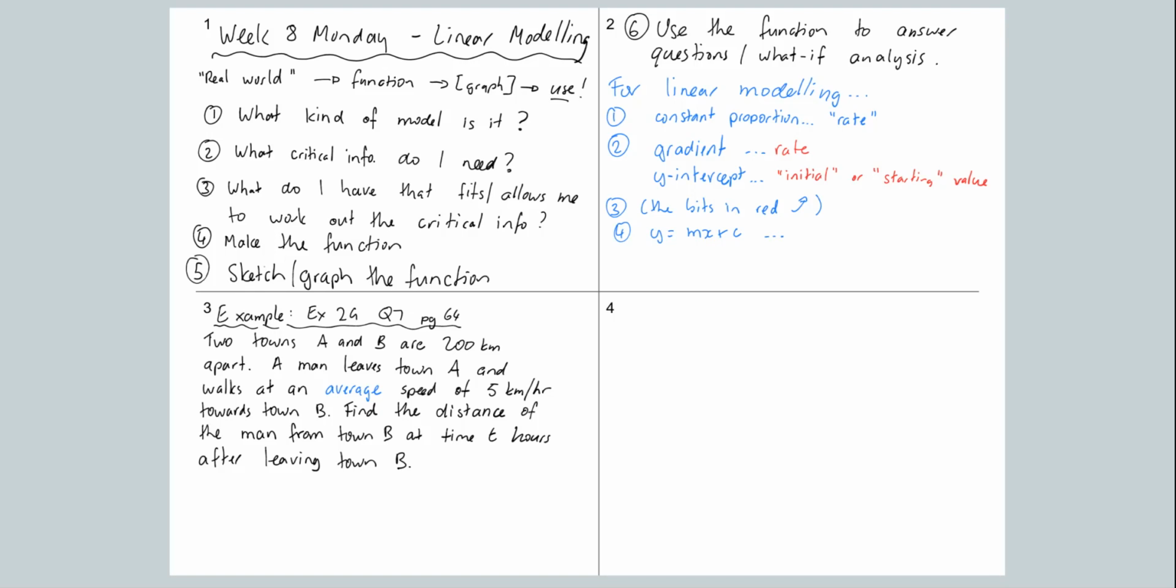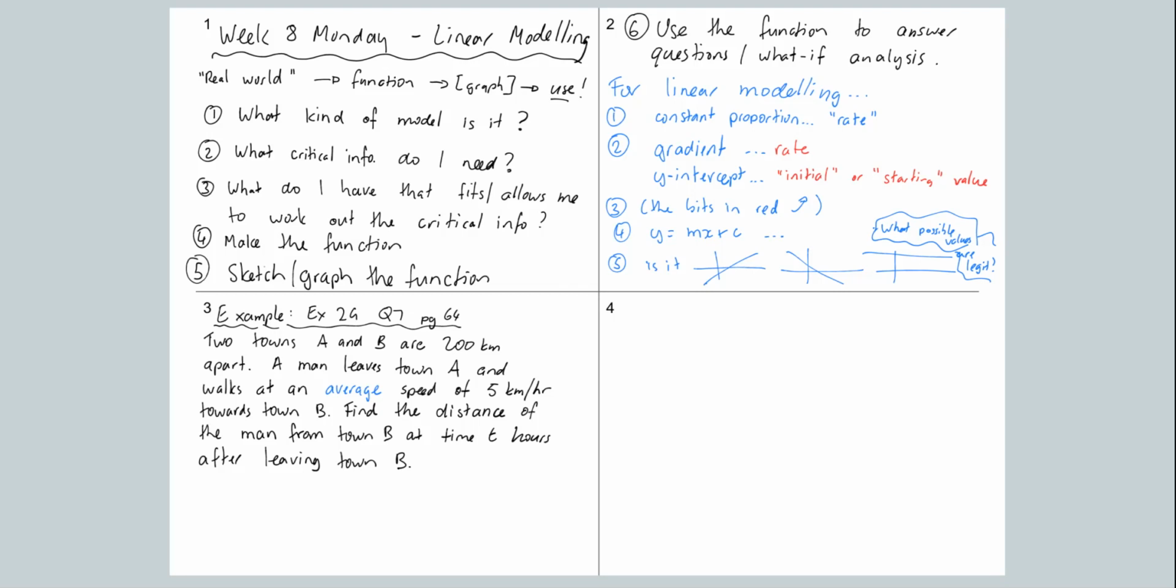Number five, sketch or graph the function. And just keep track of things like, is it going to be positive or negative or flat? And the other thing you need to point out is also what possible values as well. What do I mean by that? Legit. I'll put that there. What possible values are legit?